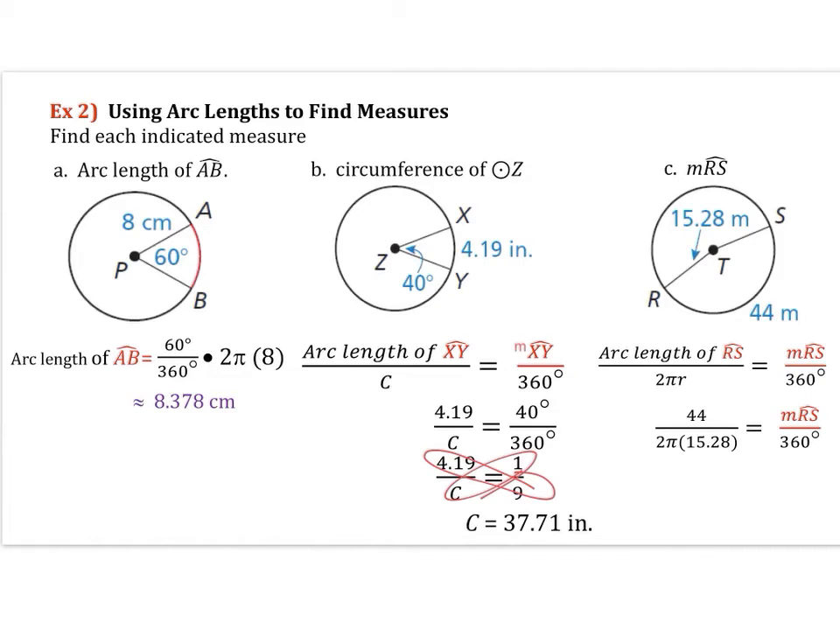Substitute all the values we know, so we know 44 is the arc length of RS, and then we know that the radius is 15.28. We do not know the measure of arc RS, so that's left unknown, divided by 360. So here we can just multiply both sides by 360, resulting in the measure of arc RS to be 164.988 degrees. Make sure you include units, which is also the degree symbol.